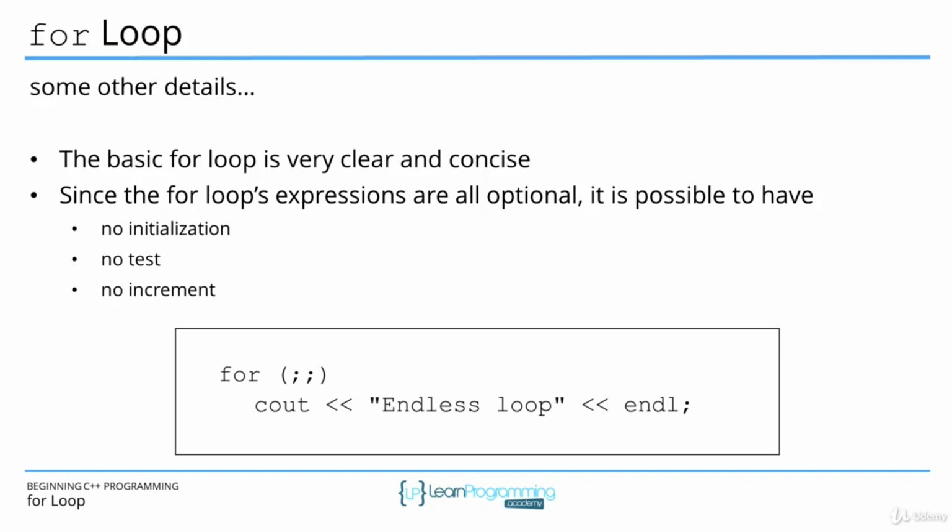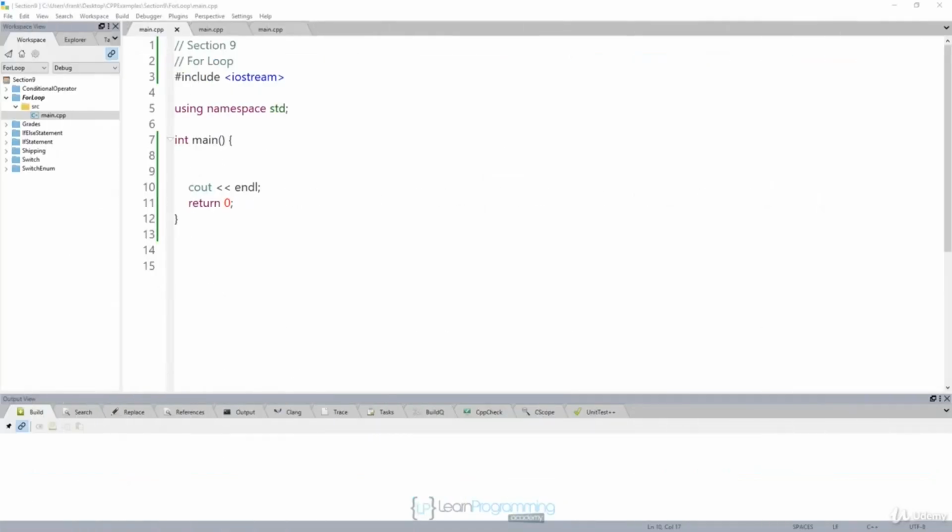Great. Let's head over to the IDE. We'll see some examples of the for loop in live code. I'm in the CodeLight IDE, and I'm in the Section 9 workspace in the for loop project. What I want to do here is write a few different for loops, a bunch of them that behave differently. Some will count up, some will count down, so you get a feel for how these for loops work.